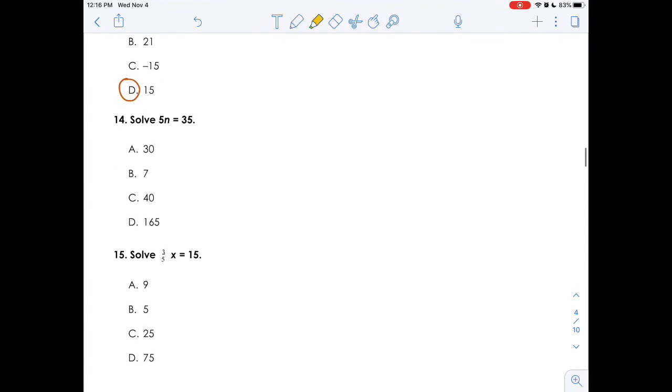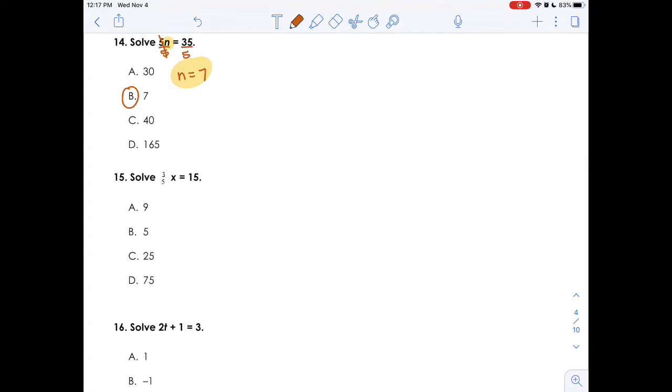On number 14, my variable that I'm solving for is n. I have 5 times n equals 35. So to get rid of that 5, I'm going to divide both sides by 5. 5 divided by 5 is 1, leaving me with n equals 7. B.